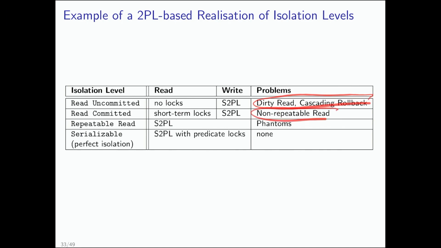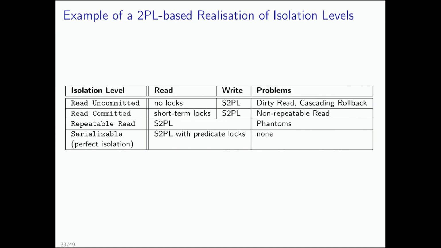In the repeatable read isolation level, you use strict 2PL on both read and write operations. Again, this is only with respect to single tuples. Therefore, there are phantoms, which occur due to selecting multiple tuples with a where clause. If you want to have the perfect isolation, you have to additionally introduce predicate locks, and then you have none of these problems. So those are typical isolation levels.